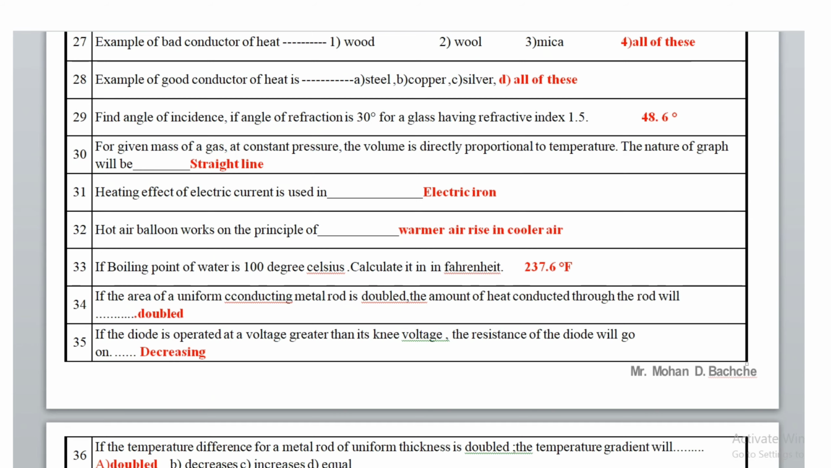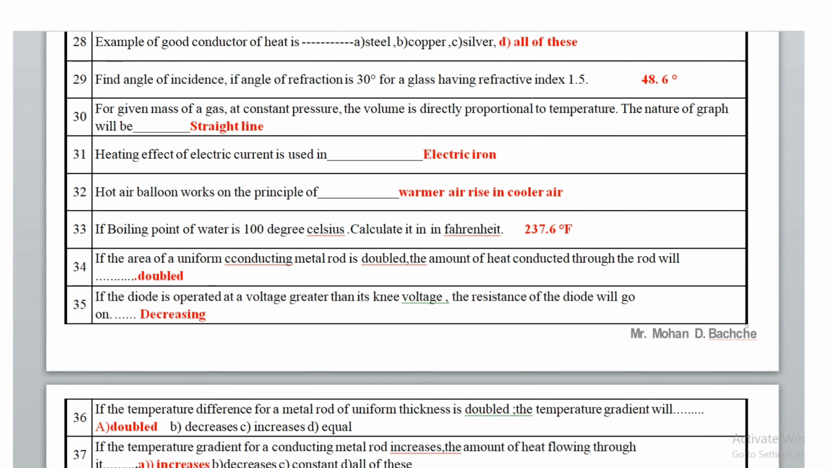Then question number 20, in incidence, if the angle of refraction is 30 degrees for a glass having refractive index 1.5, it is 48.6. For a given mass of gas at constant pressure, the volume is directly proportional to temperature. The nature of graph will be a straight line.